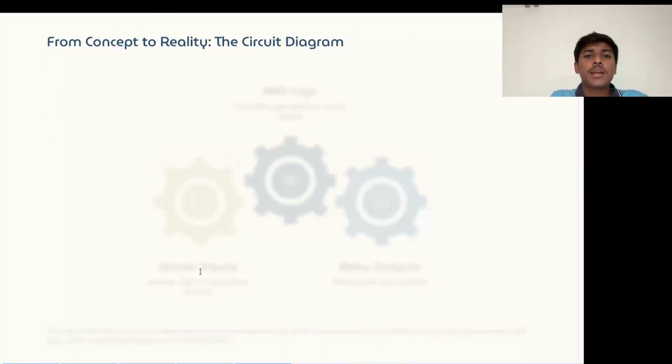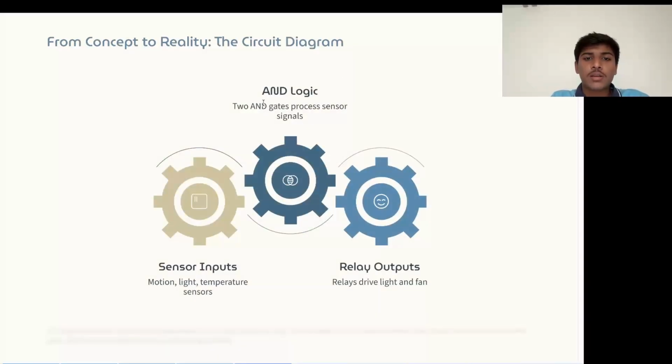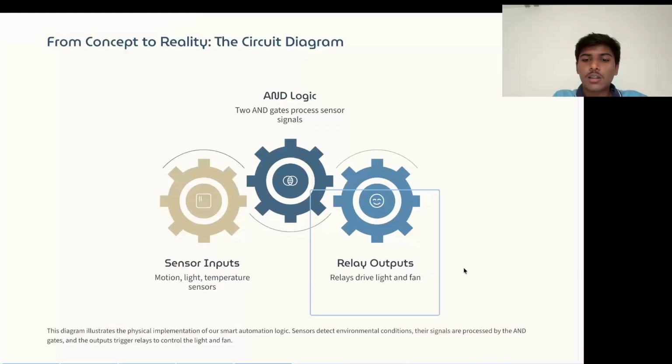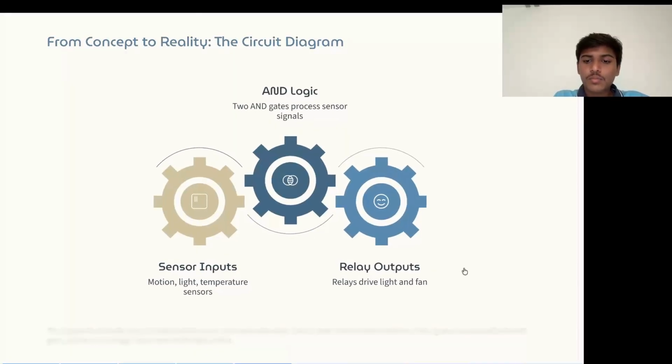From concept to reality, the circuit diagram and logic. Two AND gates process sensor signals. Sensor inputs are the motion, light and temperature sensors. Relay outputs drive the light and fan. The sensors take input motion, light and temperature, as we saw previously. Then comes logic processing and relay output. In the output, the light and fan will run through the relay output.